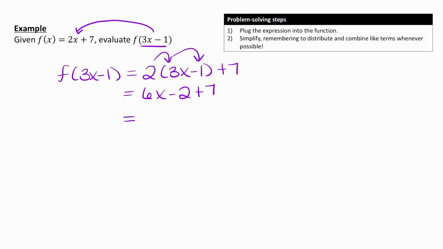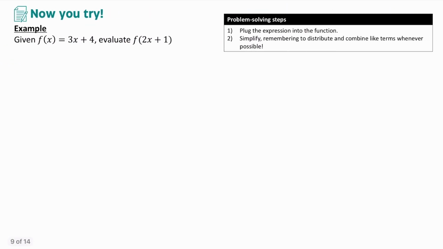So now to simplify, I need to combine my like terms, and notice I have a minus 2 and a plus 7 that I can combine. So that's going to give me 6x plus 5 as my final answer. So now you can go ahead and pause the video and try doing this example on your own.